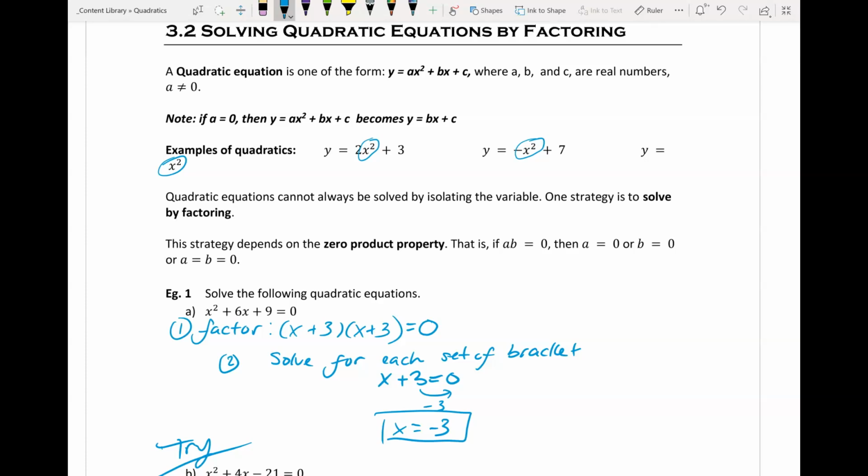So why don't you try the next one on your own? You're going to factor it, and then you're going to solve for each set of brackets, and you're going to set them each to 0, and then solve for x. So go ahead and do that, and then when you're ready, you can press play again.